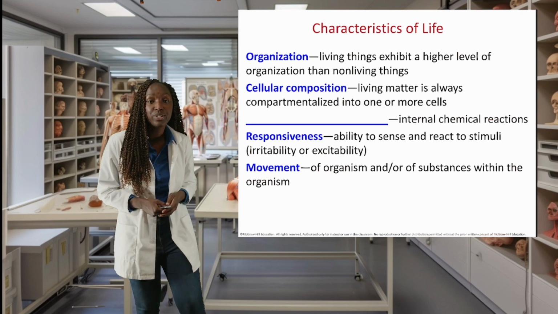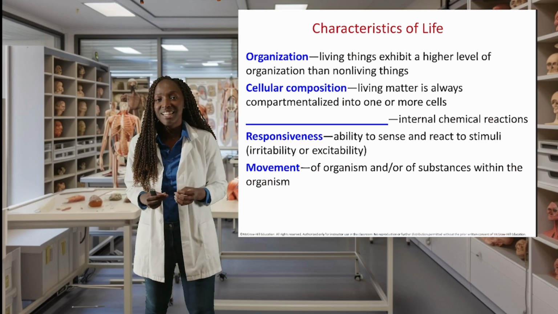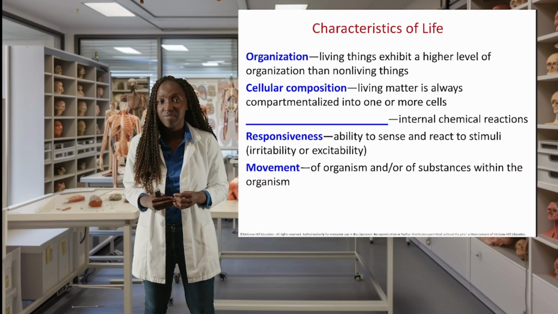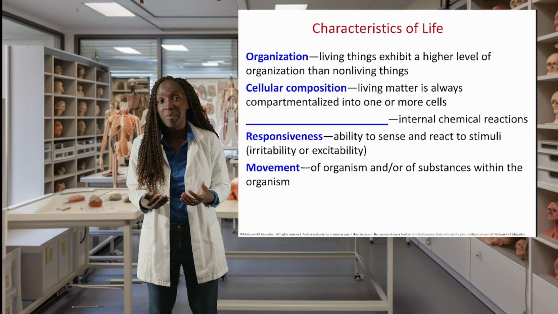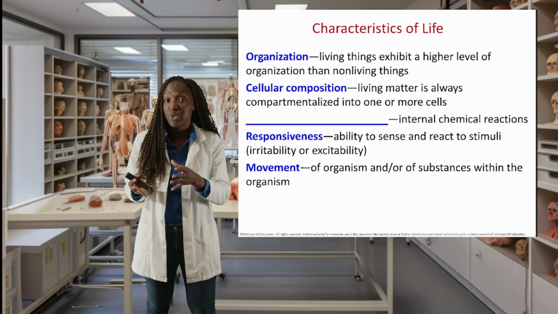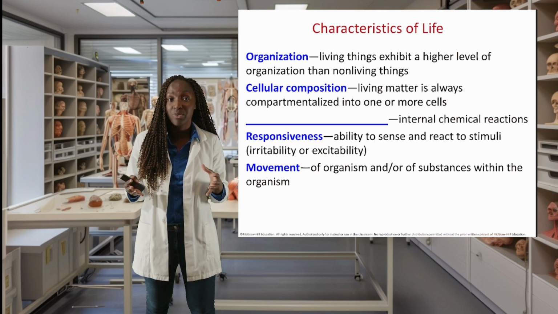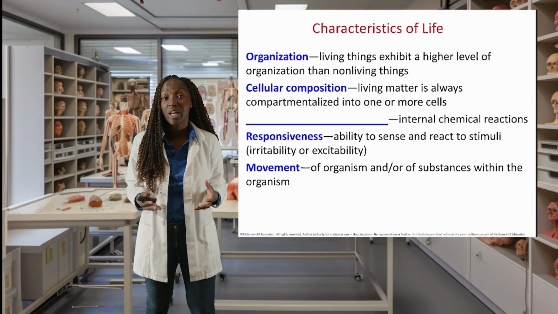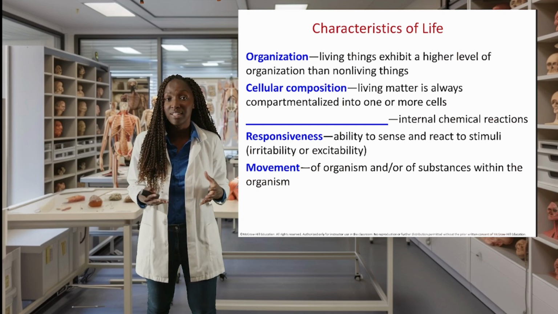Our first characteristic is organization. Living things exhibit a much higher level of organization than non-living things. Cellular composition, like our cell theory, that all living things are made up of cells. They're compartmentalized either into one cell, because we have unicellular organisms, or more cells. We have multicellular organisms. All living things have internal chemical reactions, and we call the collective metabolism.